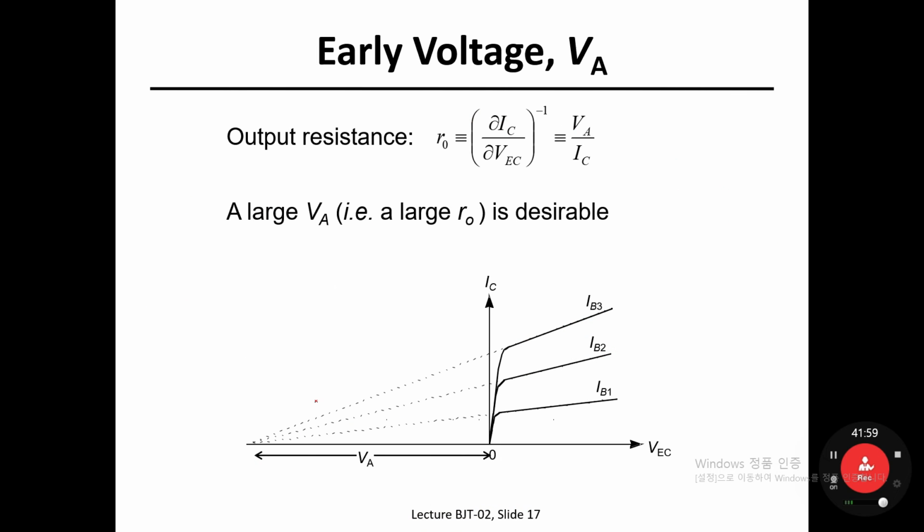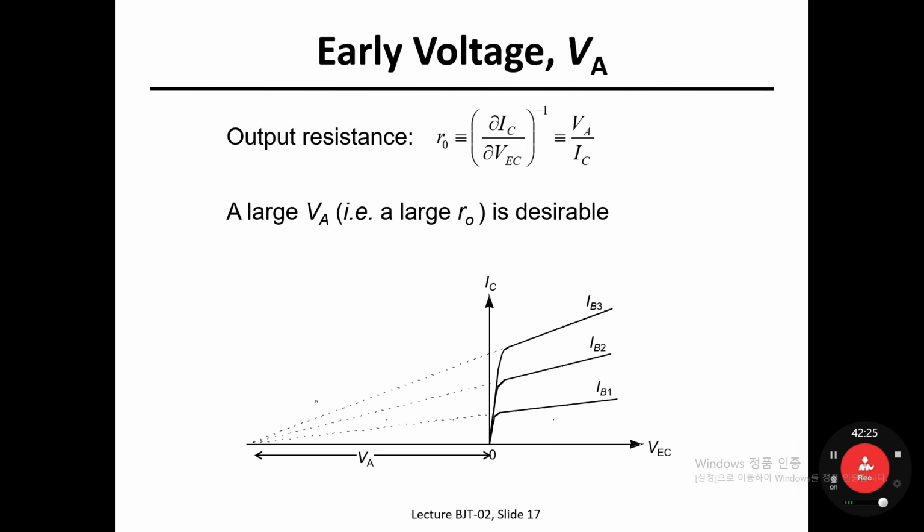Okay, so we have learned base width modulation, which is the counterpart of the short channel effect in MOSFET. Now let's move on to the Early voltage, V sub A. Well, this Early voltage has also been used in MOSFET to evaluate the output resistance. So similarly, in BJT, Early voltage has been used and denoted as V sub A.